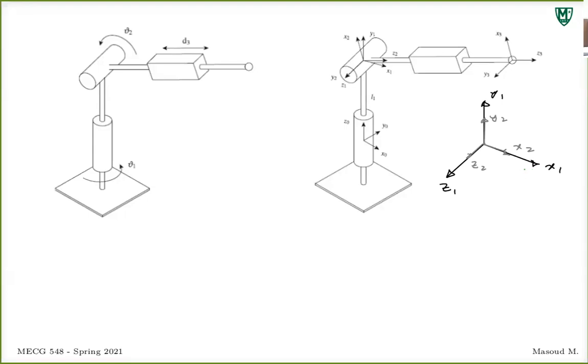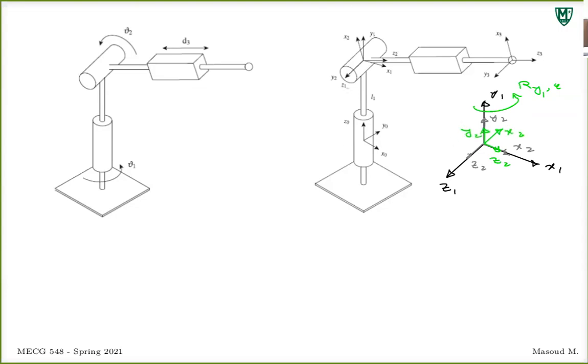Rotate 90 degrees about the y-axis. Which y? y1, right? So 90 degrees about y1. That's pretty much what we did. This becomes z2, this becomes x2, and this is still y2.